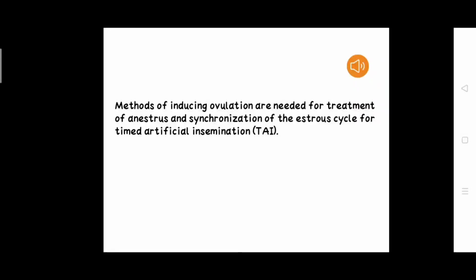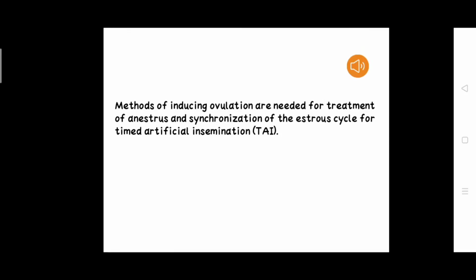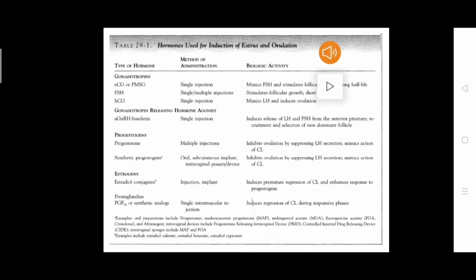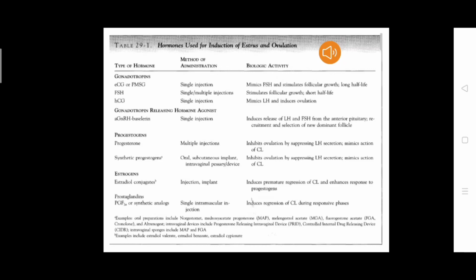Methods of inducing ovulation are needed for treatment of anestrus and synchronization of estrus cycle for timed artificial insemination (AI). Synthetic progestogen are used most commonly in hormonal birth control and menopausal hormone therapy. They can also be used in treatment of gynecological condition to support fertility and pregnancy, to lower sex hormone levels for various purposes, and for other indications.